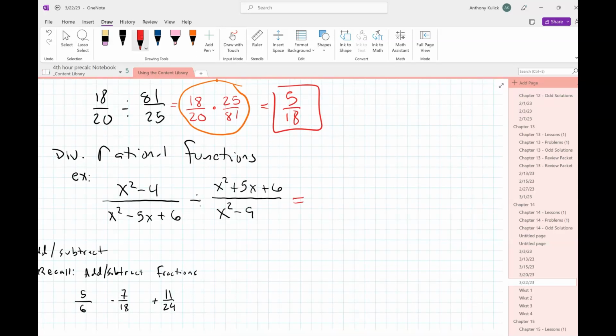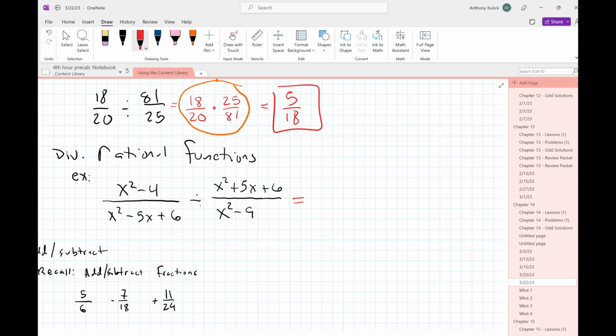So let's say we have x squared minus 4 over x squared minus 5x plus 6 divided by x squared plus 5x plus 6 over x squared minus 9. So let's start by factoring. And at the same time, I'm going to make the reciprocal and turn it into a multiplication problem at the same step. Is everybody okay with that? Just saves a lot of writing to do it both at the same time.